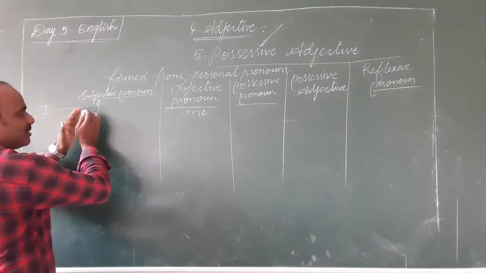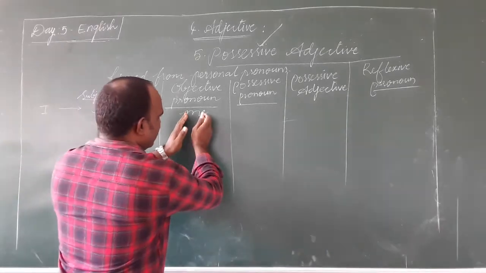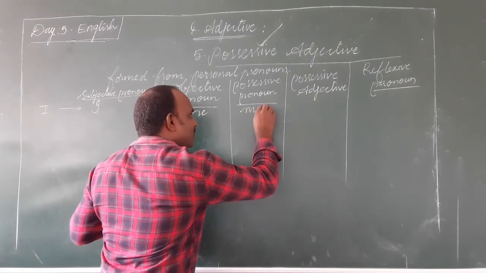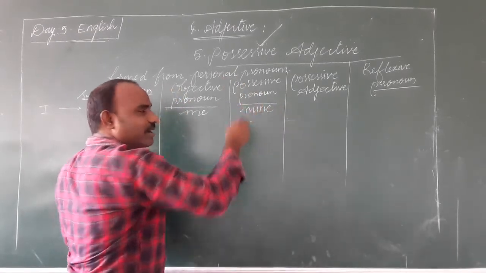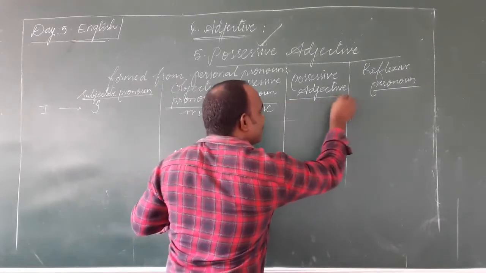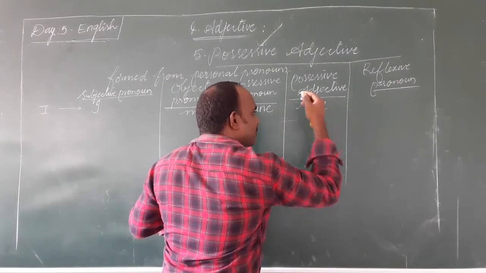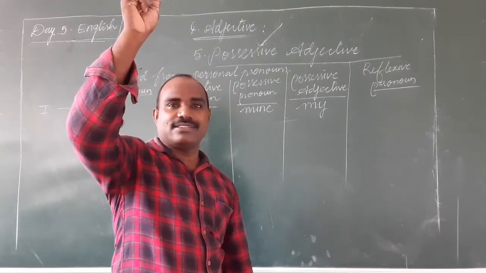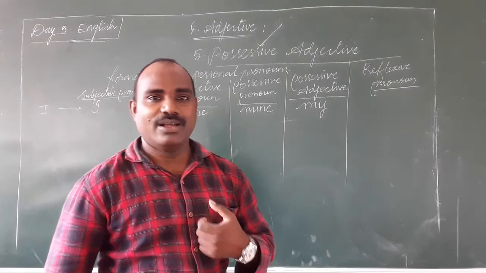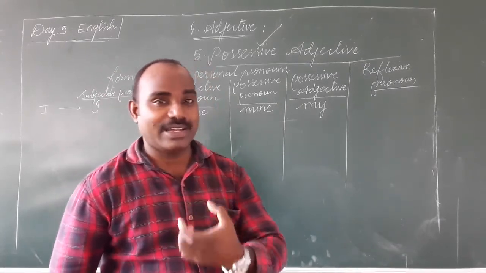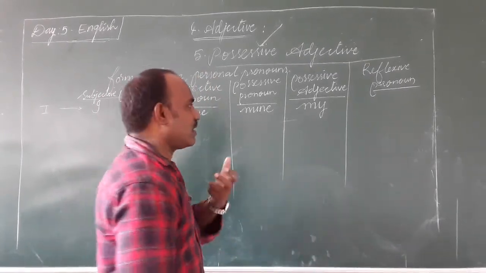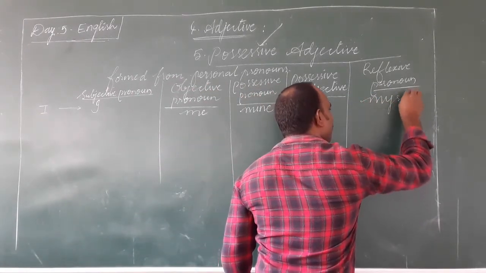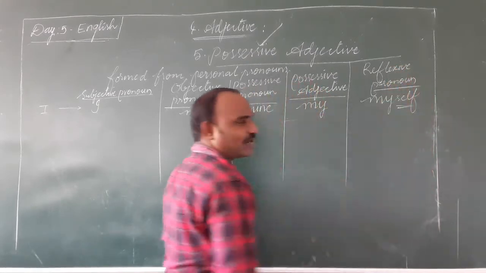See, subjective pronoun, first person singular I. Objective pronoun, first person singular me. Possessive pronoun is mine, M-I-N-E. And my, this is possessive adjective. If somebody asks you, whose bag is this or whose pen is this? It's my bag. It's my pen. My. And reflexive pronoun, myself. Self pronouns they are.